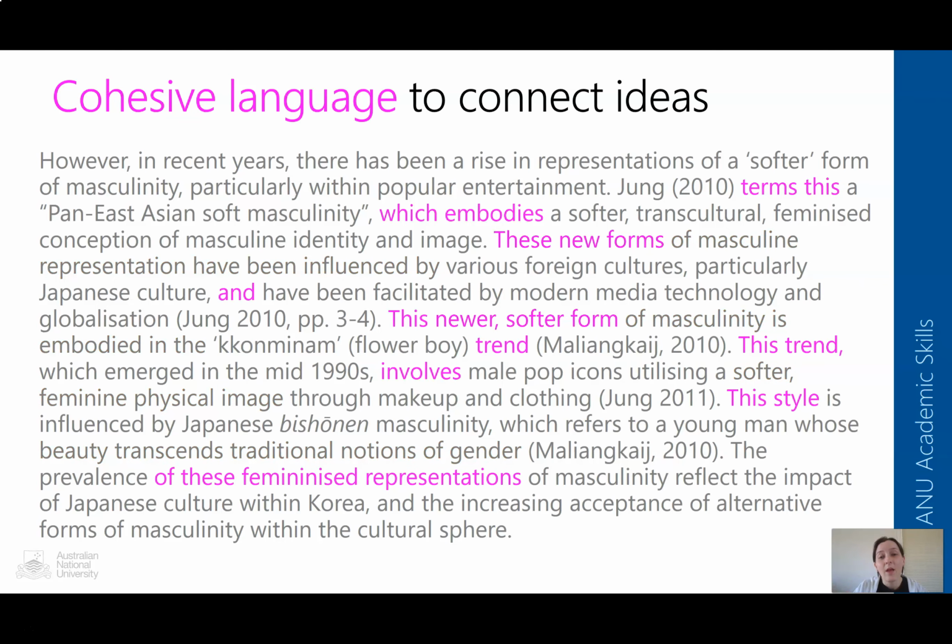Also make sure to use cohesive language to connect the ideas in your paragraphs, particularly if you're putting multiple ideas together. So think of your paragraph as being one main idea, but you might have multiple examples, for instance, or multiple sub-ideas. So you need to connect them. You need to show how they relate to each other. So use that cohesive language.